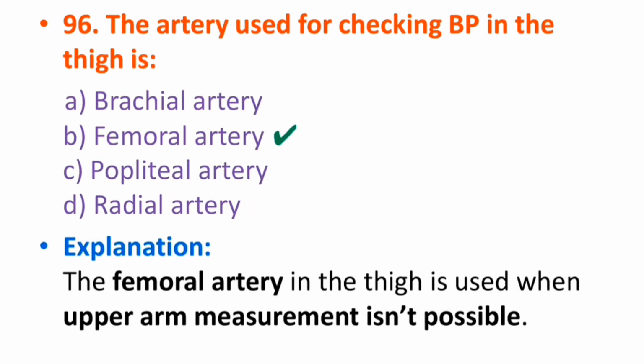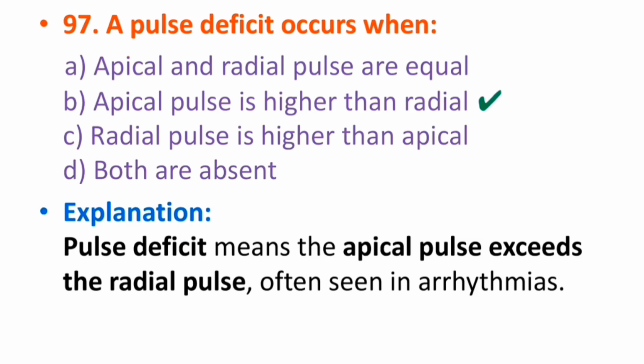The artery used for checking BP in the thigh is option A, brachial artery, option B, femoral artery, option C, popliteal artery, option D, radial artery. The correct answer is option B, femoral artery. The femoral artery in the thigh is used when upper arm measurement is not possible.